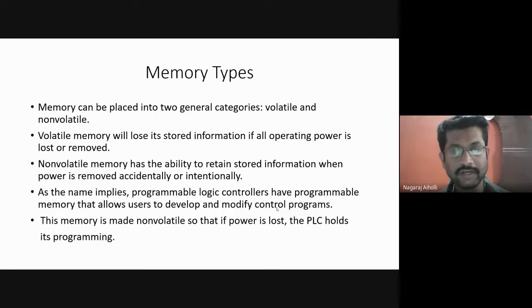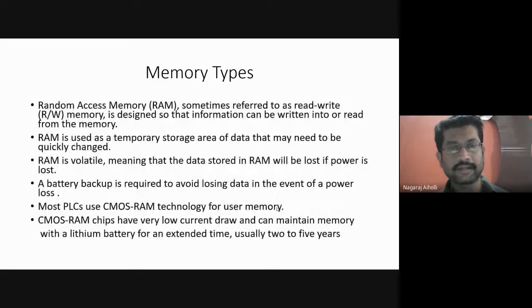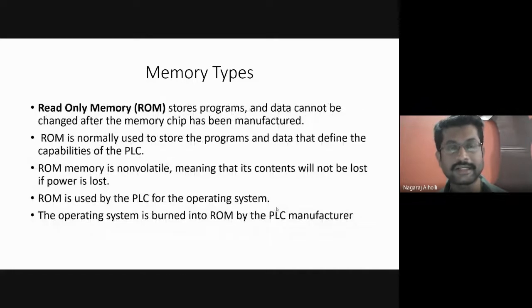Then later on we looked into different memories. ROM memory is usually used to store the programs, and some data, which is non-volatile. It is also used to store the operating system used by the PLC; the operating system is downloaded into the ROM memory. RAM memory is read-write memory, we can read the data and also write, whereas with ROM memory we can only read the data.